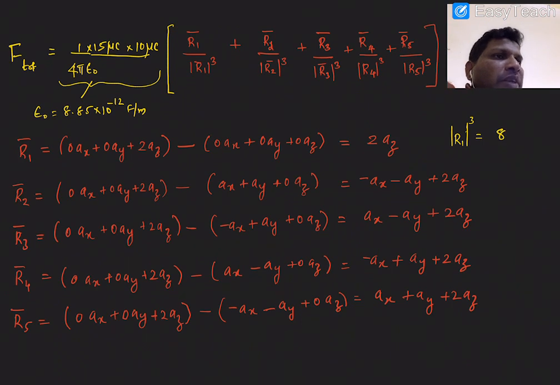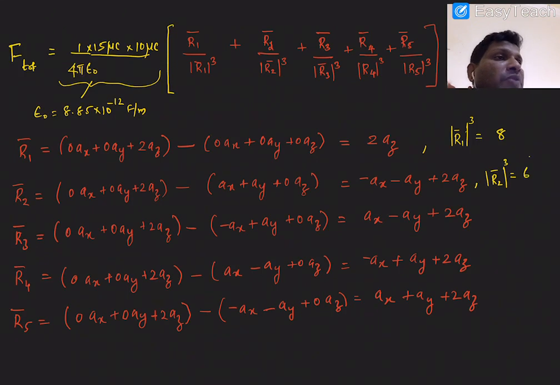Similarly, the magnitude of R2 cube, you will get it as, you see here it is minus 1 square plus minus 1 square, that means 1 square plus 1 square is 2, 2 square plus 4, that means 1 plus 1 plus 4, that means you will get it as root 6. So root 6 means 6 power 1 by 2, then you have to take the cube.